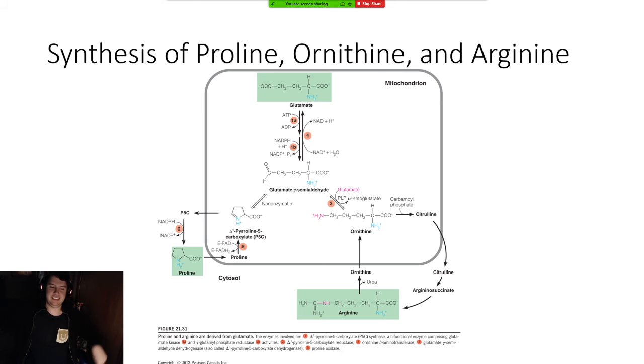The urea cycle exists to get rid of nitrogens, right? To excrete nitrogens we don't want. Yep, right.